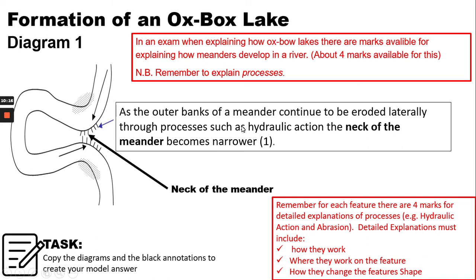So your diagram 1: as the outer banks of a meander continue to be eroded laterally, ask yourself what that means. If you're not sure, go back and have a look at the last presentation. So we have this lateral erosion, through processes such as hydraulic action or abrasion. If you mention those too, you get a mark. The neck of the meander becomes narrower. Make sure you've labelled the neck of the meander on your diagram, so you know where that erosion process has taken place. That means you get 1 mark for just a list, because you said where it takes place, it gives you that relevant point, and 2 there.